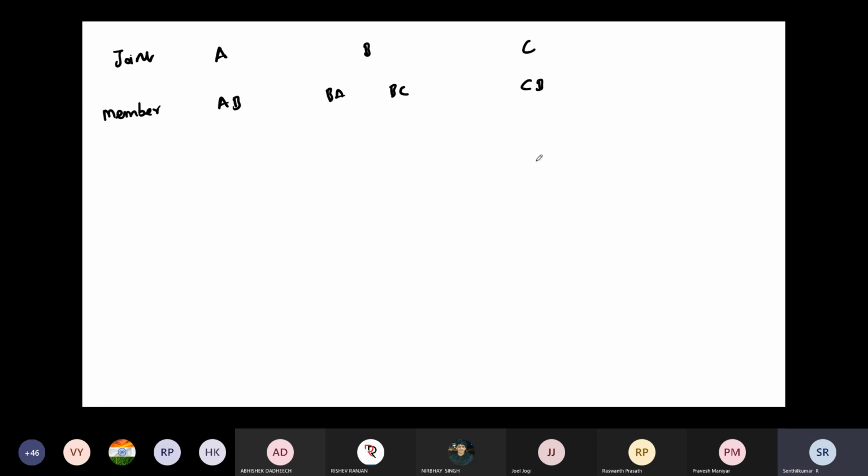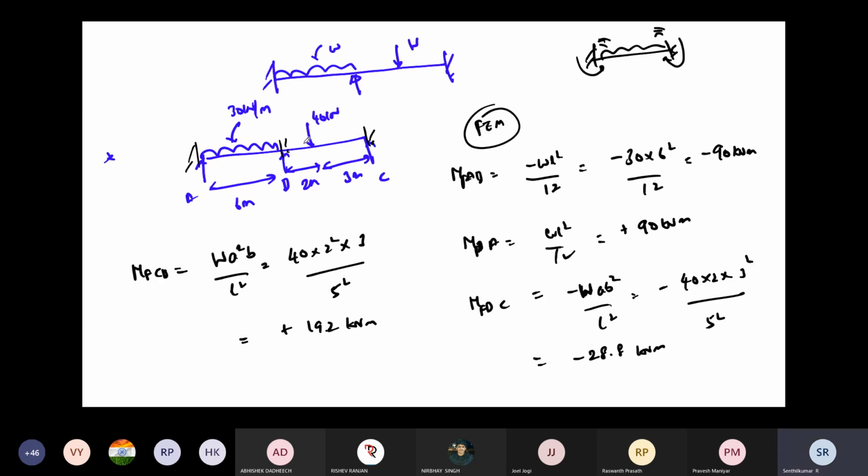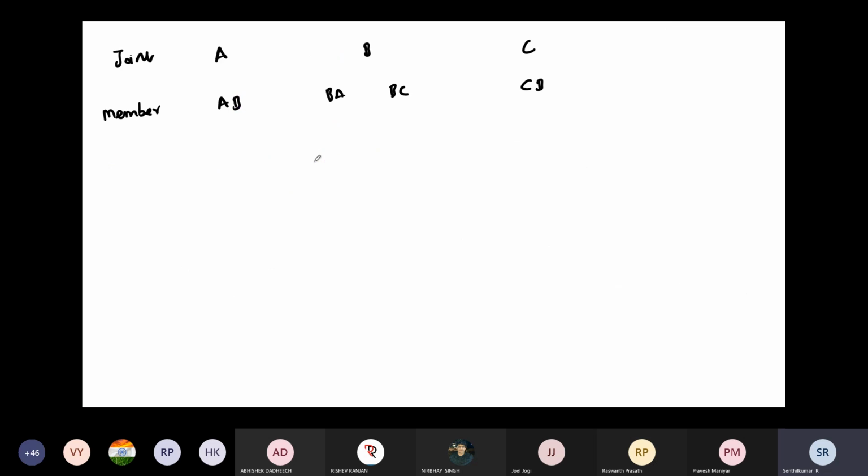Alright. Now my question is, if I apply some moment at B, how much moment do I have to transfer from here to here? That is called distribution factor. If the moment comes here, how much moment will transfer from here to here? So how will you do that? Because here both ends are simply supported, but the length is changing.